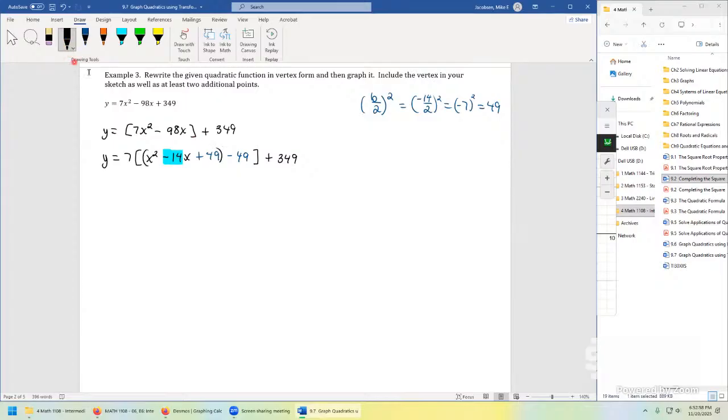Then associate the very first 3 terms. This is the perfect square. And on our next step, it's a distributive law. Multiply here to here. Don't distribute 7 inside, just multiply in front. X squared minus 14x plus 49.